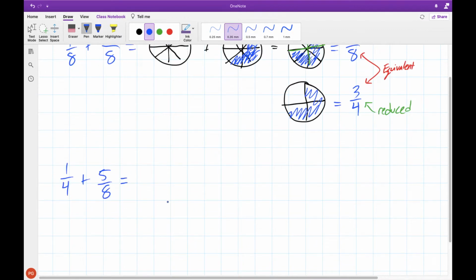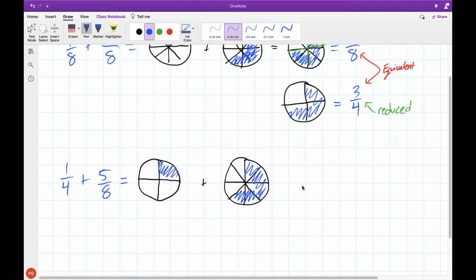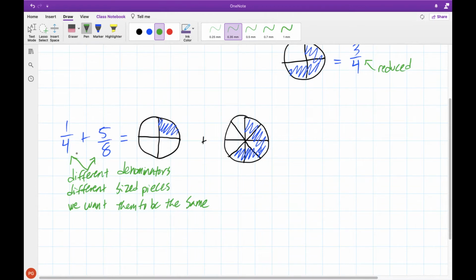What we haven't talked about so far is what happens if our denominators don't match. Here you'll notice that our pieces aren't the same size, so we can't just add them together. Even though there's one piece here, it's a different size than all the pieces over here. So these different denominators mean different sized pieces, but we want them to be the same. So what we can do is take 1 over 4 and see if we can find an equivalent fraction so that it has the same area, but our denominator is now 8.